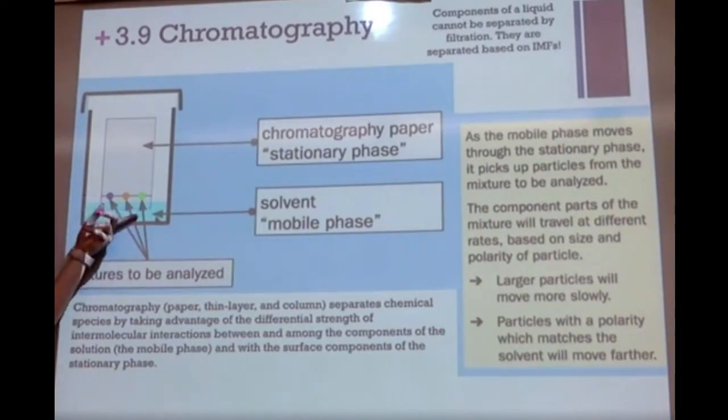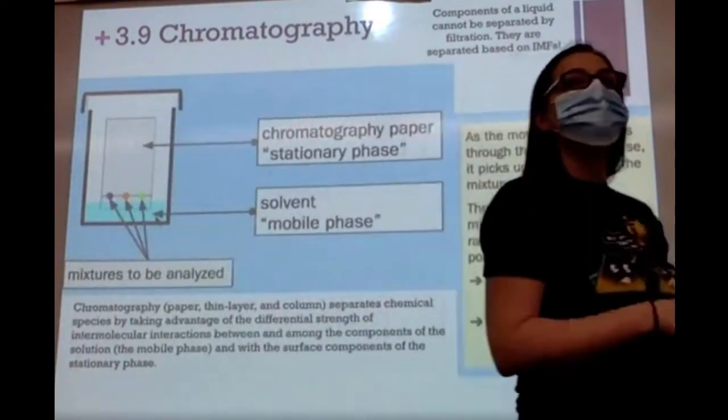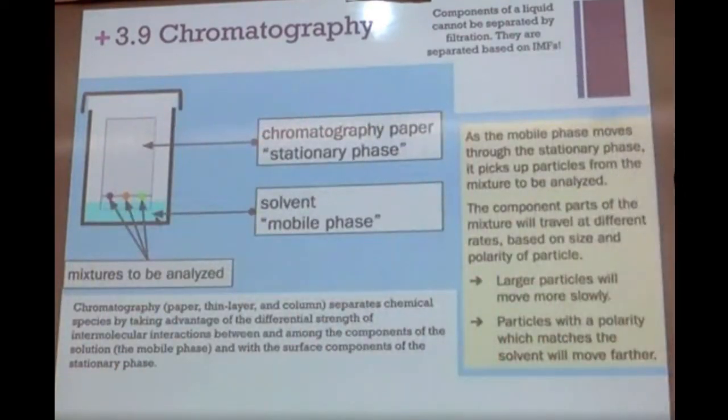So if this is water, that's polar. If the green dot is also polar, they're attracted to each other and they will travel up the paper further. So if a sample travels up the paper with the solvent more, that means that that sample has similar intermolecular forces to the solvent.